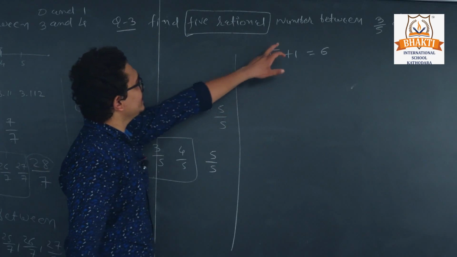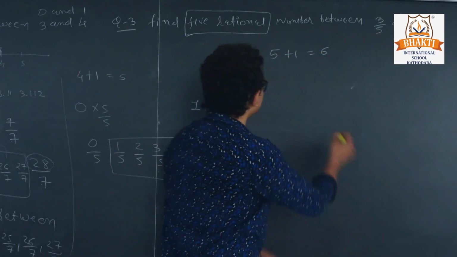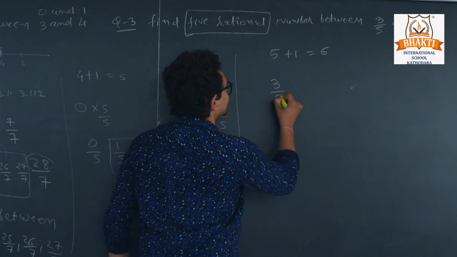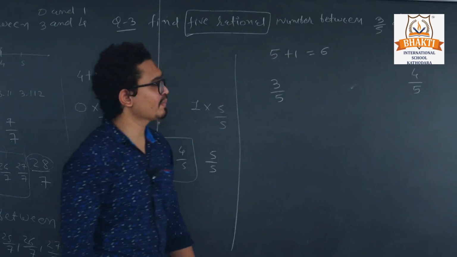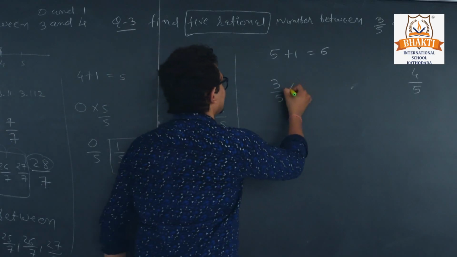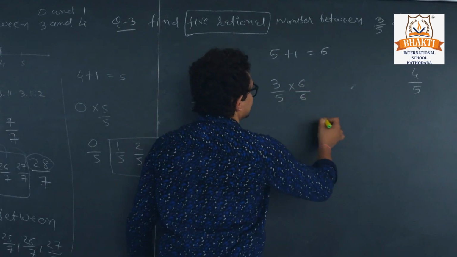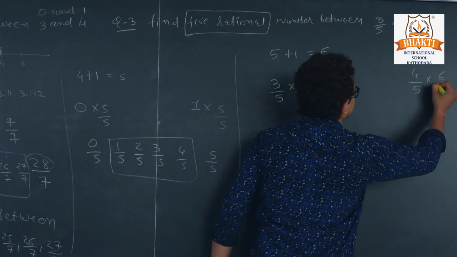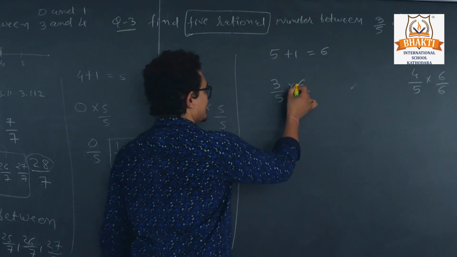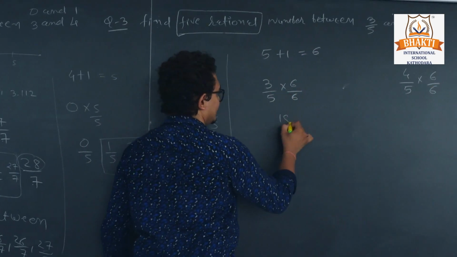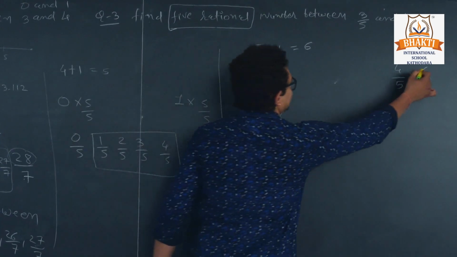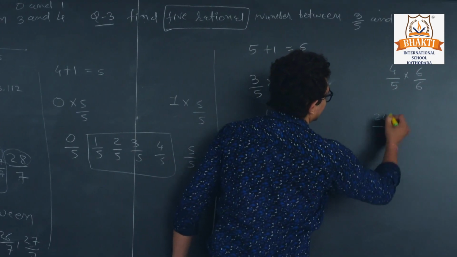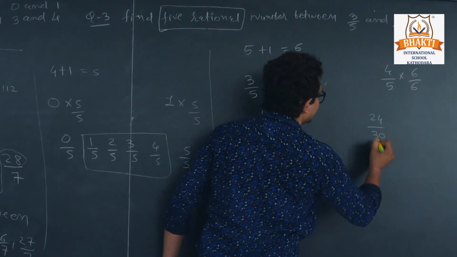Now we want to find the rational numbers between which two numbers? We write 3 by 5 and 4 by 5. Now we multiply with 6 and divide with 6, once again multiply with 6 and divide with 6. So what is the answer? 6 3s are 18, and 6 5s are 30, and 6 4s are 24, and 6 5s are 30.